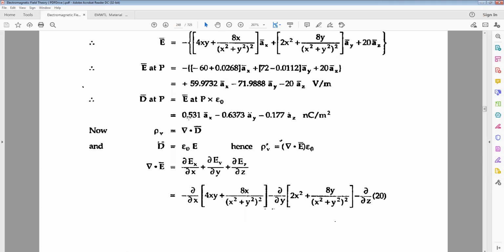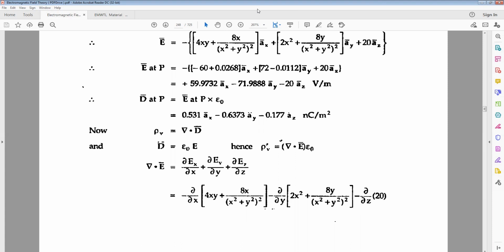This Ax bar is 0.53, Ay is 0.63, and Az is 0.17 nanocoulomb per meter square, or ampere per meter, which is another unit of D bar. And also they are asking to find the volume charge density.